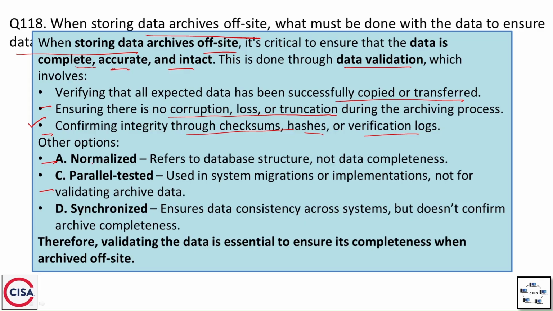Other options. Option A, normalized, refers to database structures, not data completeness. Option C, parallel tested, is used in system migration or implementation, not for validating data archives. And option D, synchronized, ensures data consistency across systems but does not confirm archive completeness. Therefore, validating the data is essential to ensure its completeness when archived off-site.